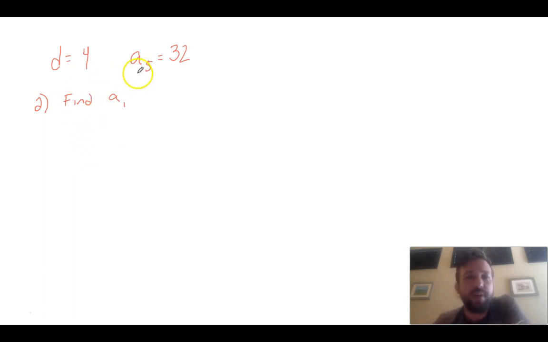So if I want to find the first term, what you could do is just work your way backwards. This is not the easiest way, but it is a way: you could subtract 4, subtract 4, subtract 4 until you're down to A1. But what if this number was A sub 50? You don't want to do that 49 times to get to A1. So the way to do it for any case would be to set up that equation that we have for arithmetic sequences.